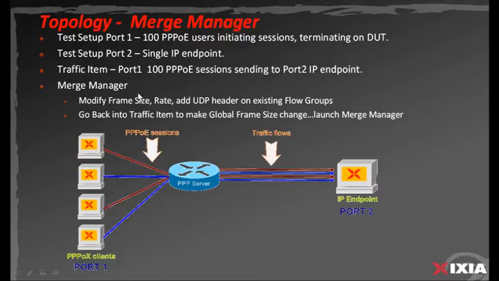To demonstrate the Merge Manager feature, once that traffic item is created, we'll modify the frame size rate and add a UDP header on the existing flow groups. Then we'll go back into the traffic item to make a global frame size change, and it will launch the Merge Manager and will demonstrate that feature.